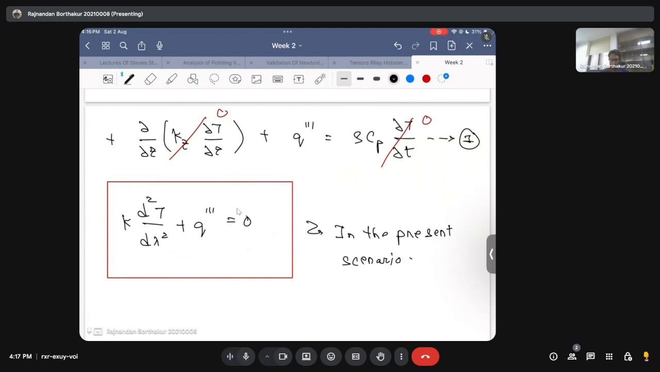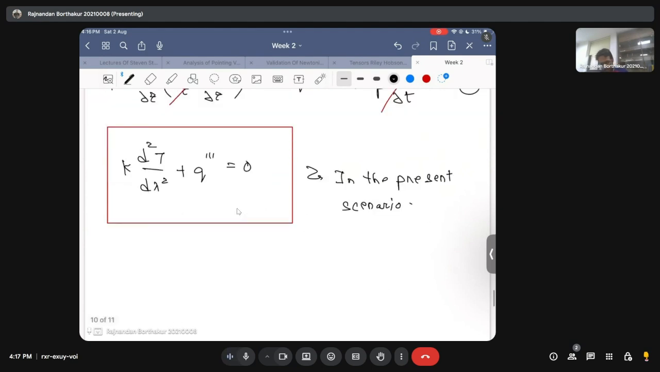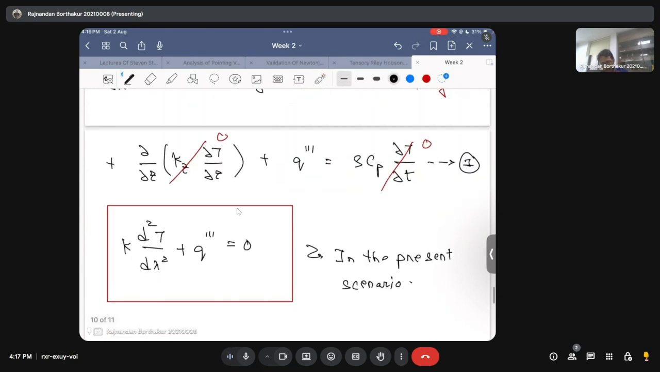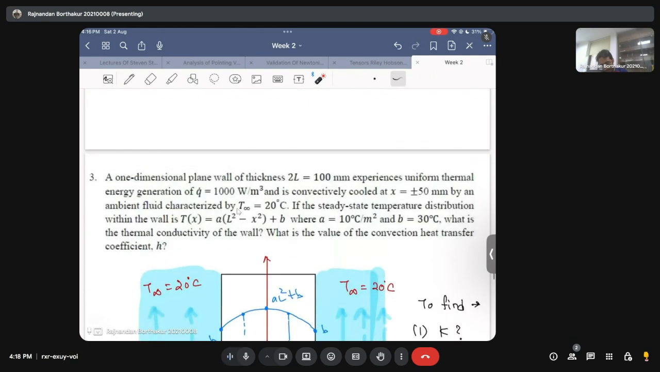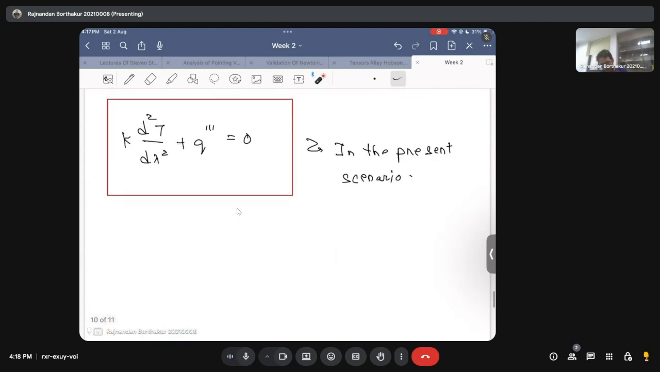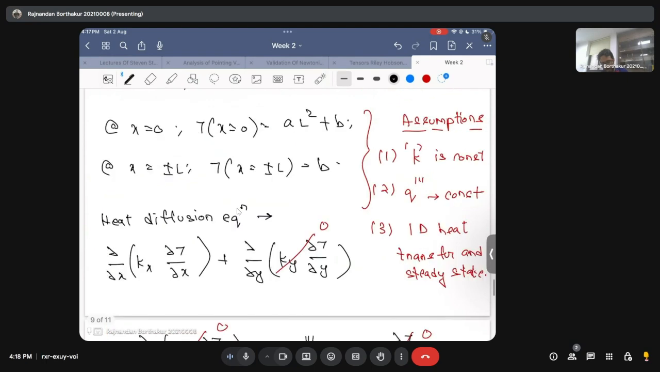Okay, now everything is just given to us and we just need to evaluate this thermal conductivity. Now why is that? That is typically because we know what is q double prime. That has been given to us because the heat generation is given as 1000 watt per meter cube, which means I know that my q double prime is 1000 watt per meter cube. Okay, my temperature profile is also given. That is from where we did all the analysis.